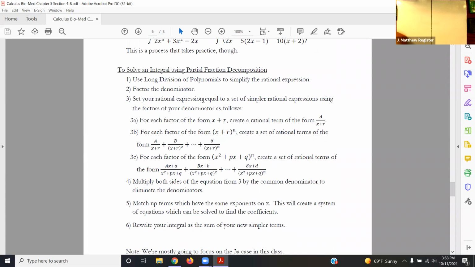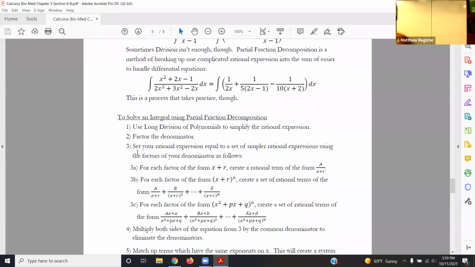And here's the general strategy. I don't think I gave problems where you would need to use all of these terms, but let's walk through it real quick. To solve an integral using partial fraction decomposition, step 1 is use long division to simplify the rational expression, if possible. Then you want to factor the denominator. Step 3 is the doozy. Set your rational expression equal to a set of simpler rational expressions using the factors of your denominator as follows.